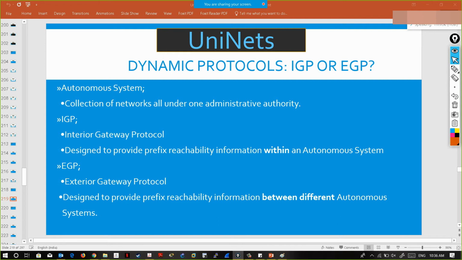So, in order to exchange routing information between these different areas, we use exterior gateway protocols, EGPs. Right?